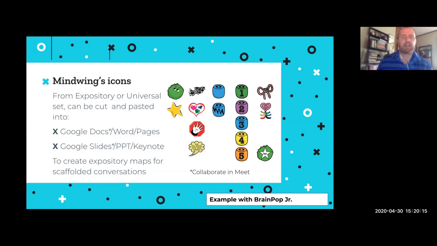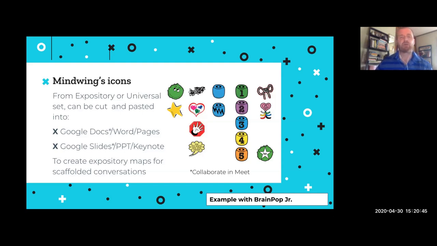What you saw Sheila doing there was using PowerPoint, and that actually is one of my favorite tools to use, or a PowerPoint-like tool. I do a lot with Google Slides primarily, and we all have Google Slides available to us. It's available in many school districts as well. So you can create language maps around any topic using the icons that are available. That was also a really good model from Sheila, it was a scaffolded conversation.